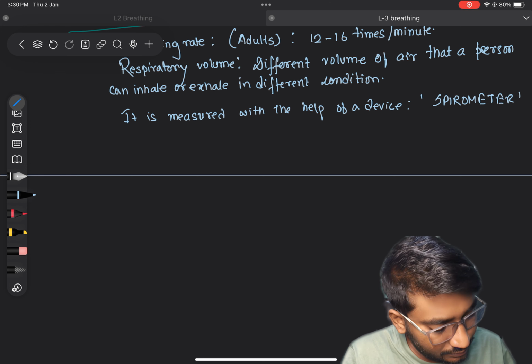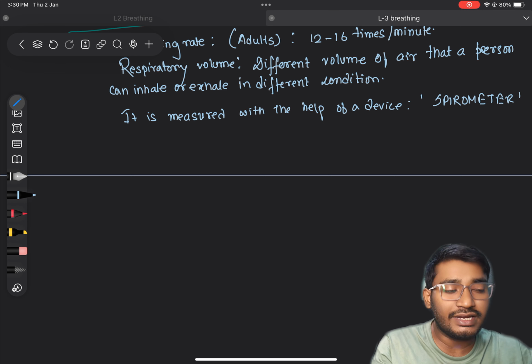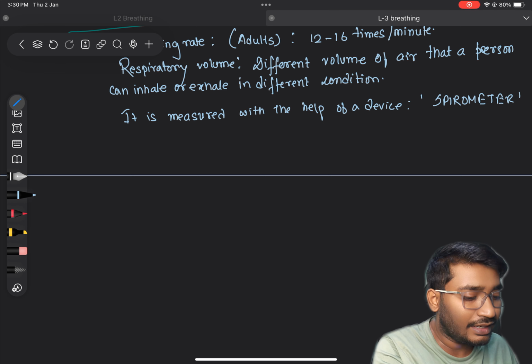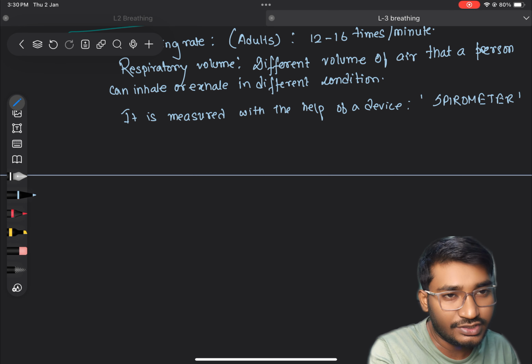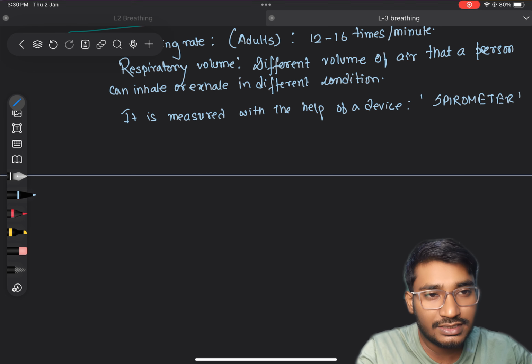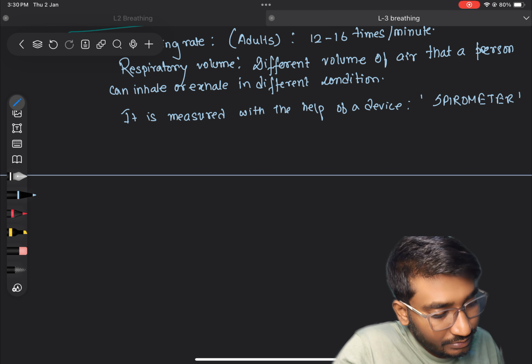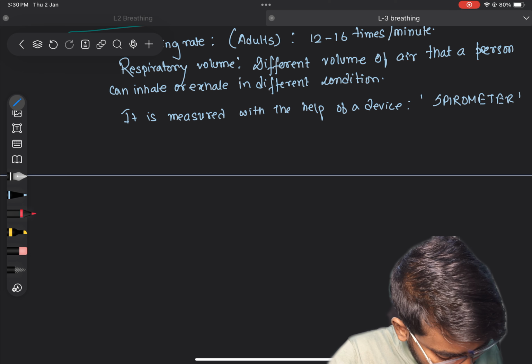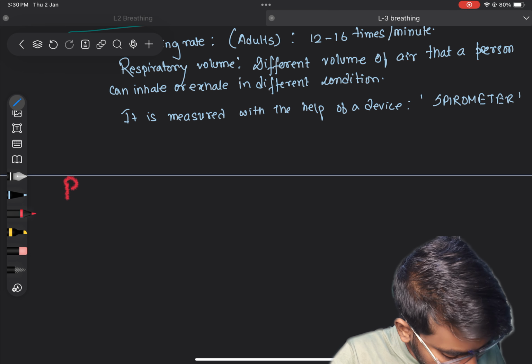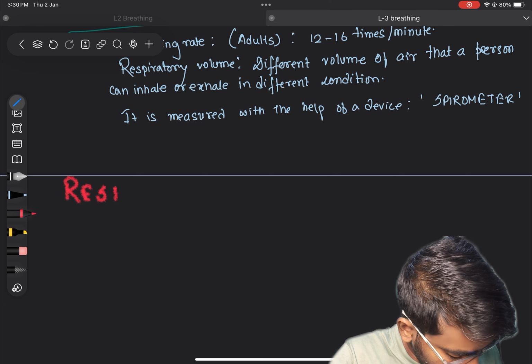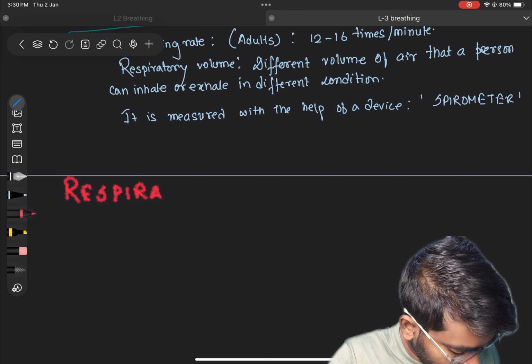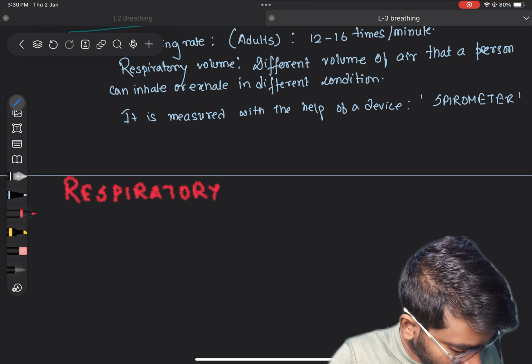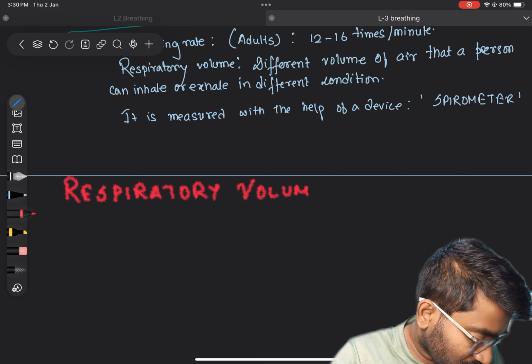Now we come to the next point, and this is the most important point. Try to remember everything I teach in this lecture, because questions will come from here. Respiratory volumes.